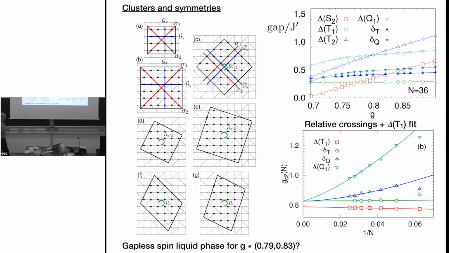And in fact, other things that we have done suggest that there is this other phase in between, which is a gapless spin liquid phase, but it exists only in a very narrow regime.